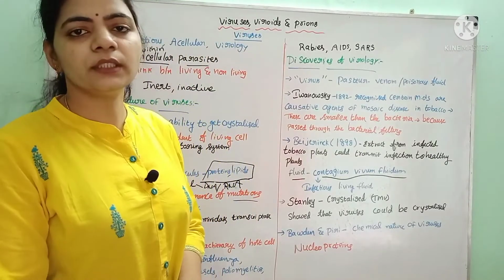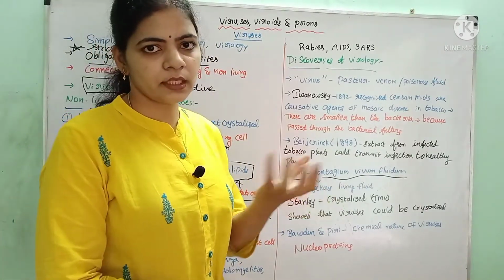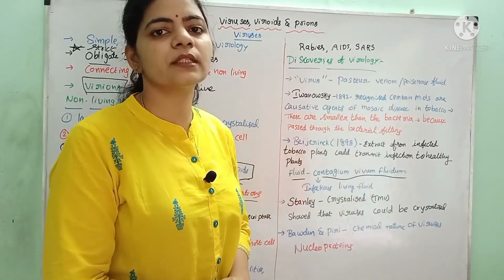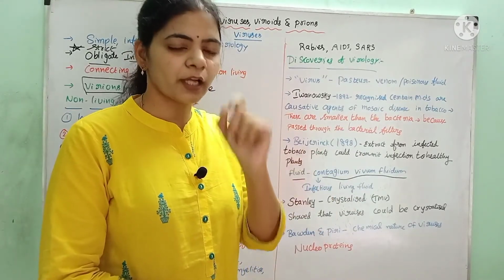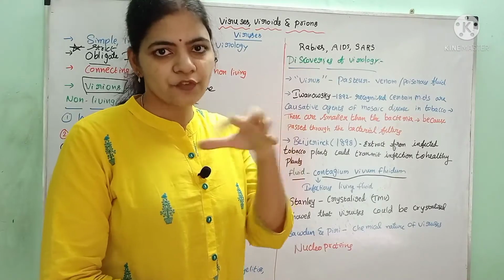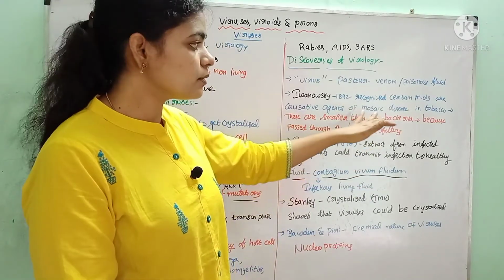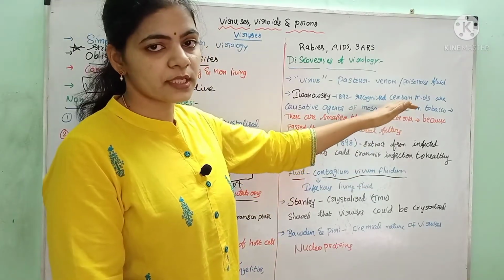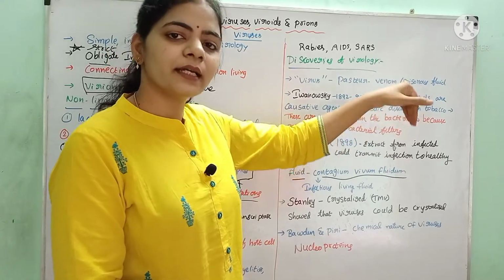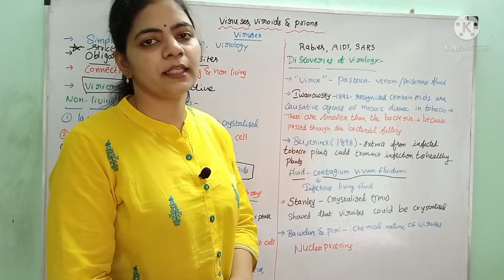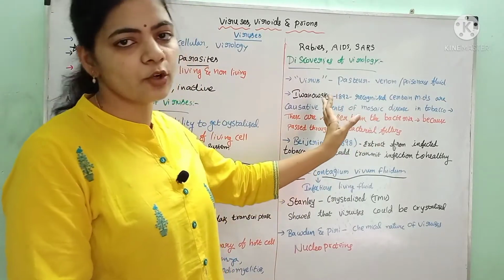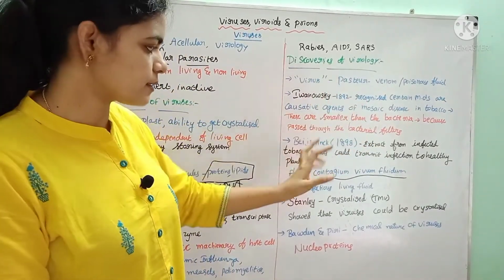Actually, when we filter a bacteria solution through bacterial filters, the bacteria are easily trapped because the filter contains very minute pores that can easily trap bacteria. But these tobacco mosaic disease causing agents are even crossing the bacterial filters. That means they are smaller than bacteria, or the microorganisms are the causative agents of the mosaic disease.